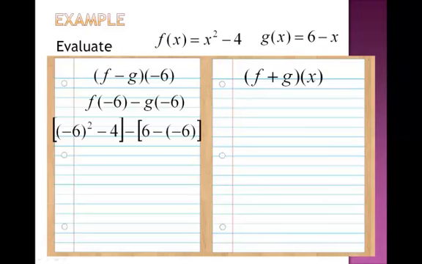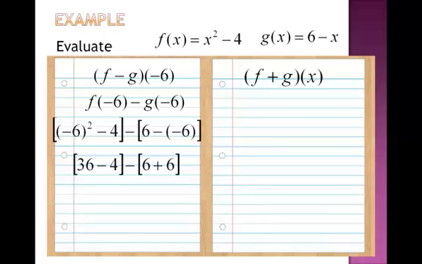So I've plugged in a negative 6 into f, looks like it needs to get squared and minus 4, and I need to plug in a negative 6 into g. Now pay close attention. I've also put in an extra pair of brackets around each of the functions. This will help me remember that I need to distribute the negative sign in between the two. Okay, so let's simplify this a little bit and see what we get.